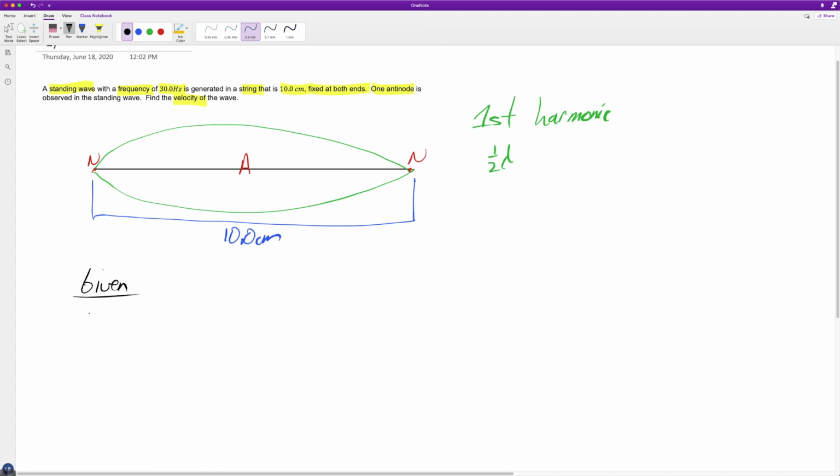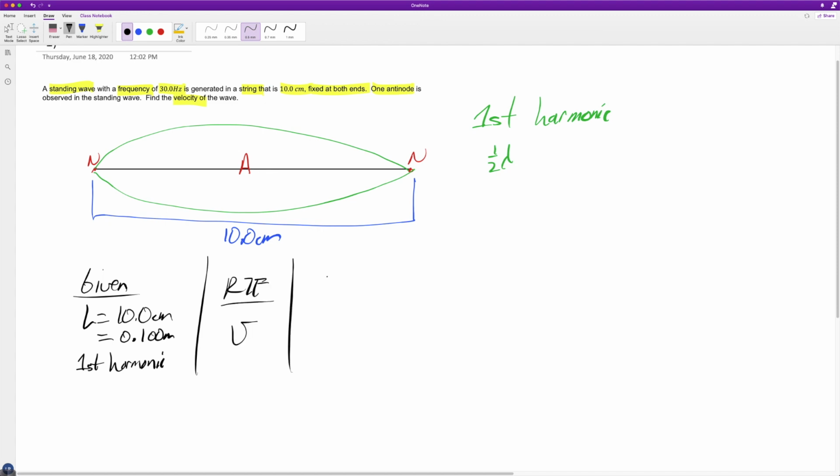So given, we know that the length is 10 centimeters, which is equal to 0.1000 meters. We know that we're on the first harmonic, and we are looking for the speed of the wave. Well, in this particular case, we know that wave speed is equal to f times lambda. I also forgot that we do have the frequency, which is 30.0 hertz. That's pretty important too. In our particular question, we know that it is the first harmonic, fixed at both ends.